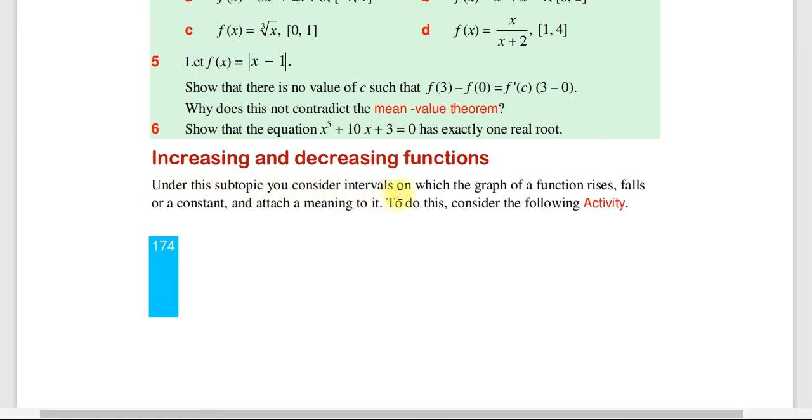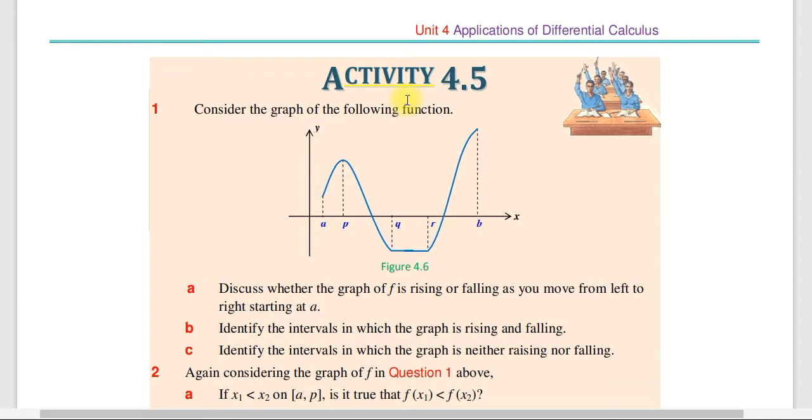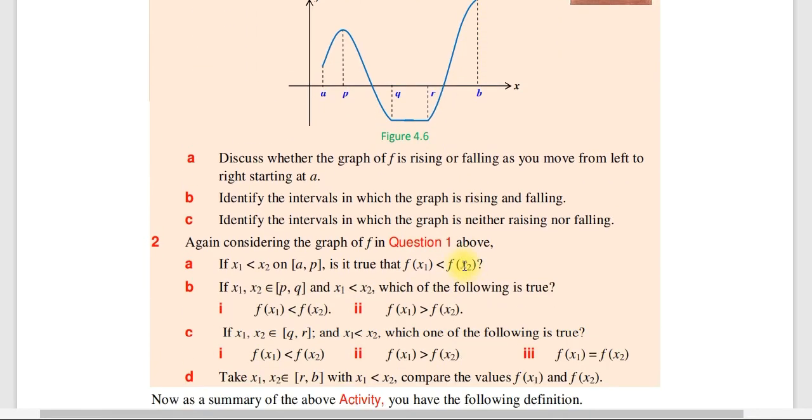Under this subtopic, you consider intervals on which the graph of a function rises, falls, or is constant. Consider the following activity: consider the graph of the following function. Here the function graph rises, then falls, then becomes constant, then rises again. Identify the intervals on which the graph is rising and falling. For example, it falls from p to q, is constant from q to r, and from r to b it rises.